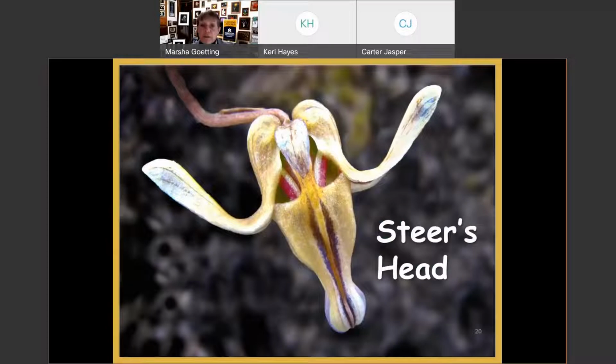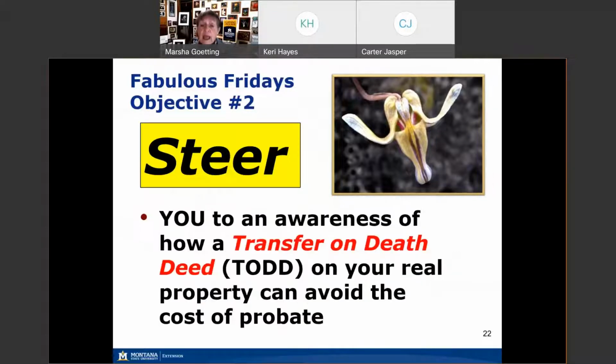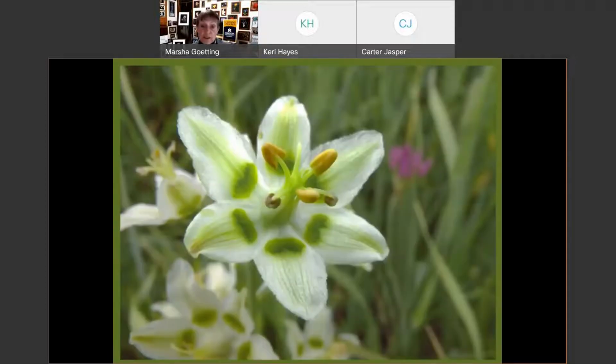Now the steer's head. What am I going to steer you towards today? Well, an awareness of the tools that our Montana legislature have given us so that we can avoid probate. Oh, as I've traveled the state, people hate probate, or they think they do. It's really a good process, but okay. And how we can use a transfer on death deed to distribute our real property as well and avoid probate. That is exciting to me.